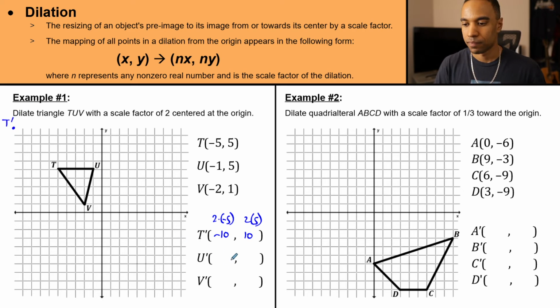That's T prime. U prime was negative 1, 5. Let's do times 2, times 2. That's negative 2, comma, positive 10. Not only do they separate themselves twice as far from the origin, but of course the object gets twice as large. Negative 2 times 2 and 1 times 2 is negative 4, comma, 2. So negative 4, comma, 2 right there.